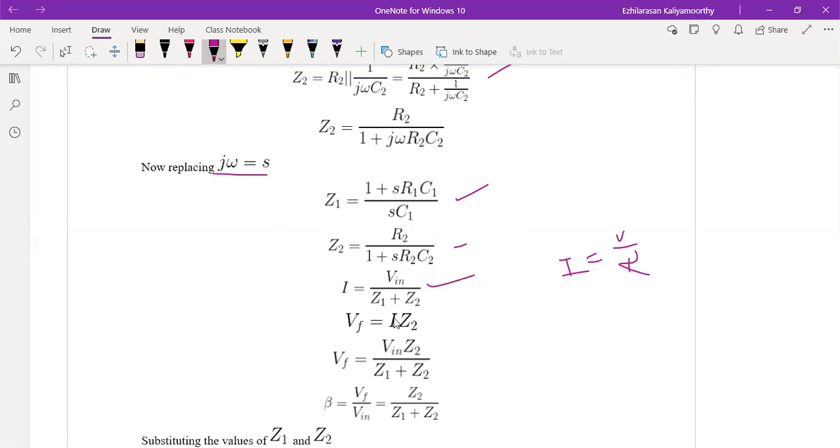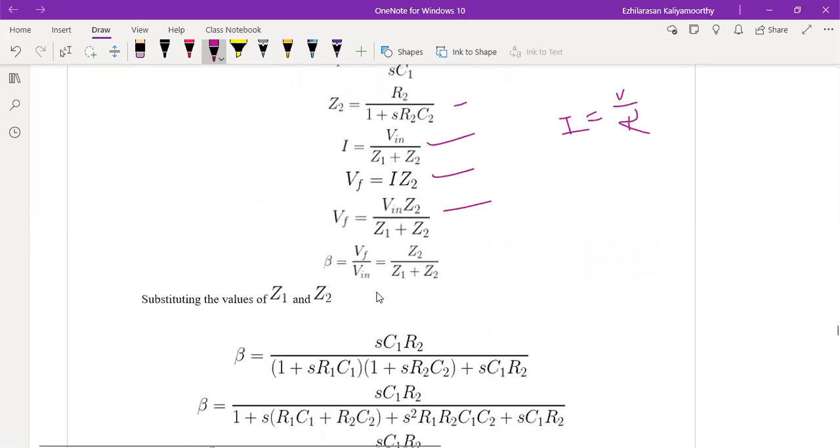Where I is known, the I we already know. Substitute this I in this expression. Then VF is equal to Vn into Z2 by Z1 plus Z2. Now what I will do, where beta is equal to VF by Vn.